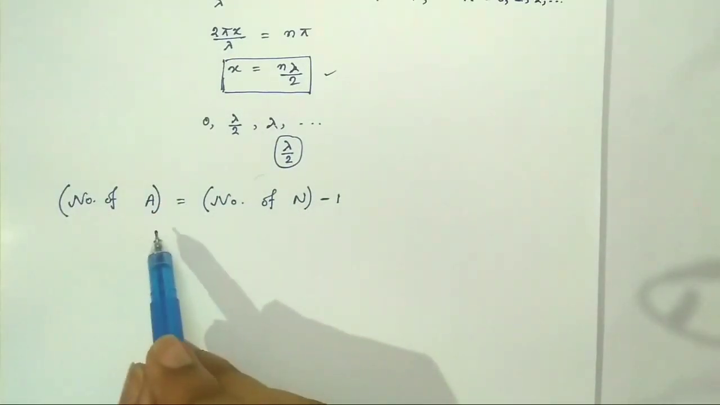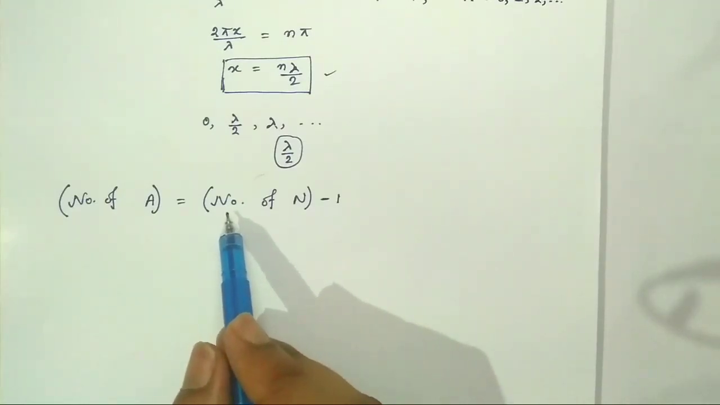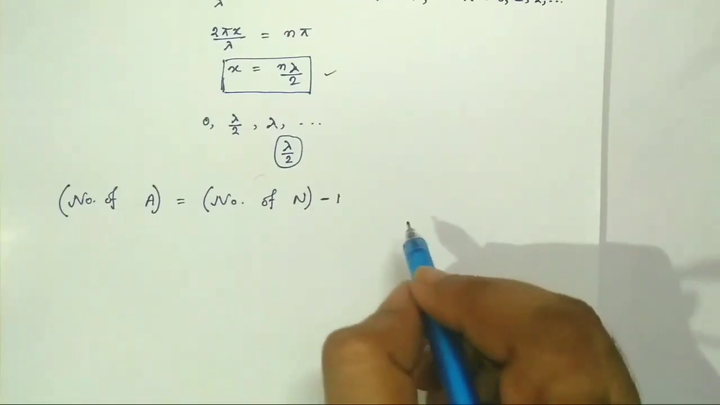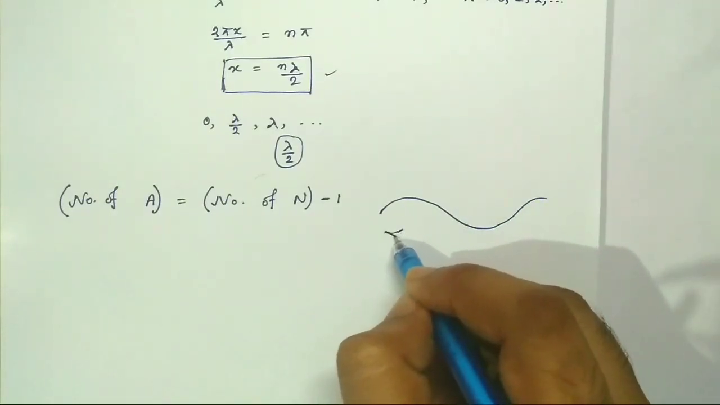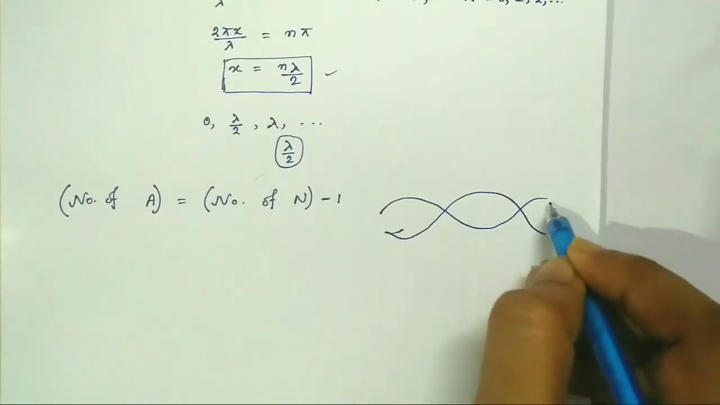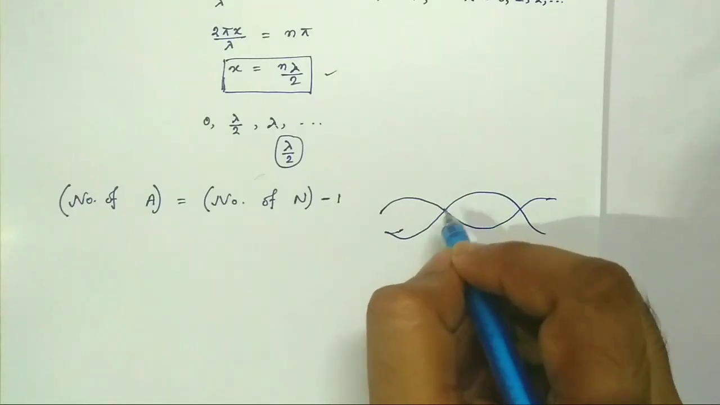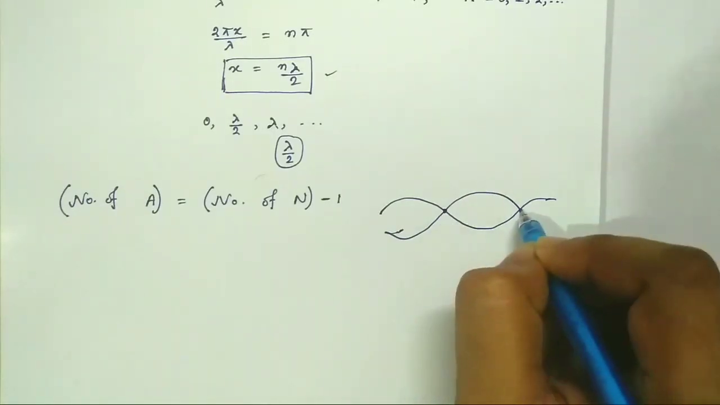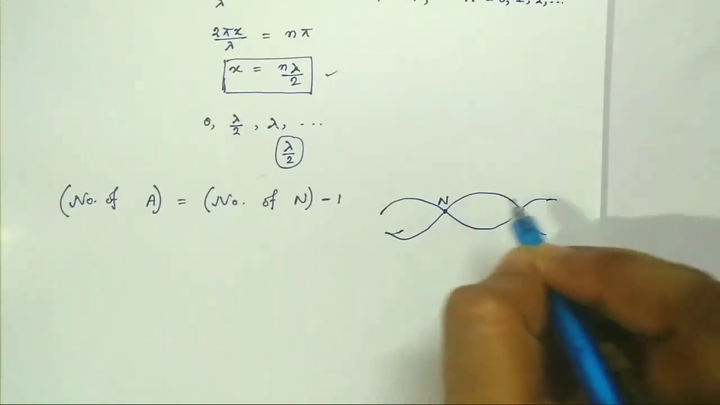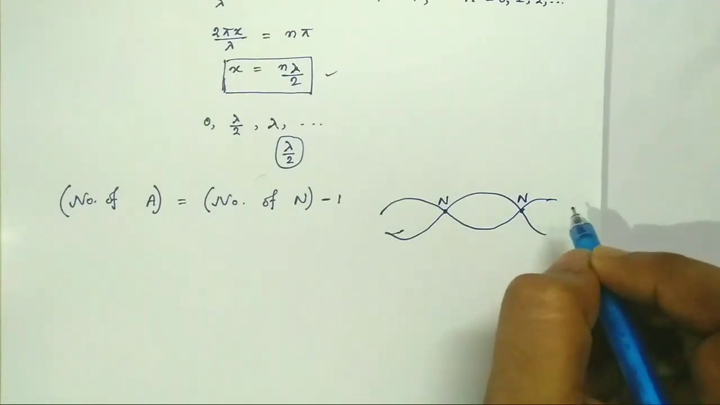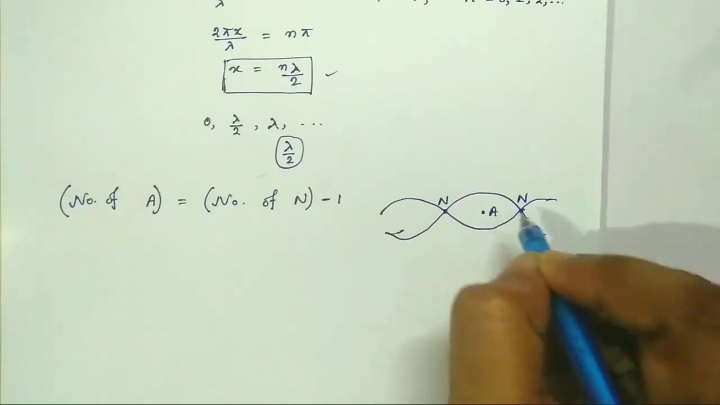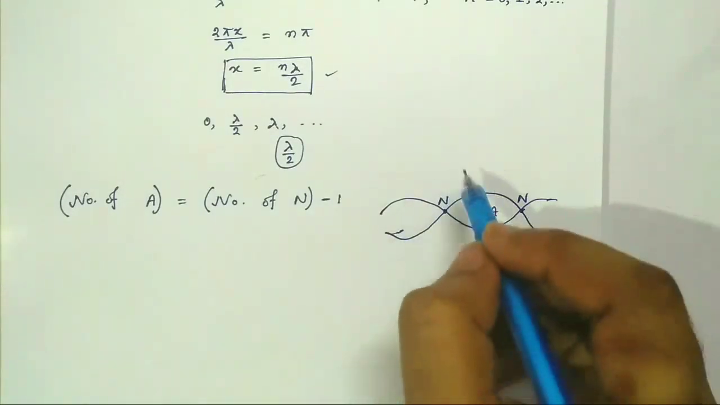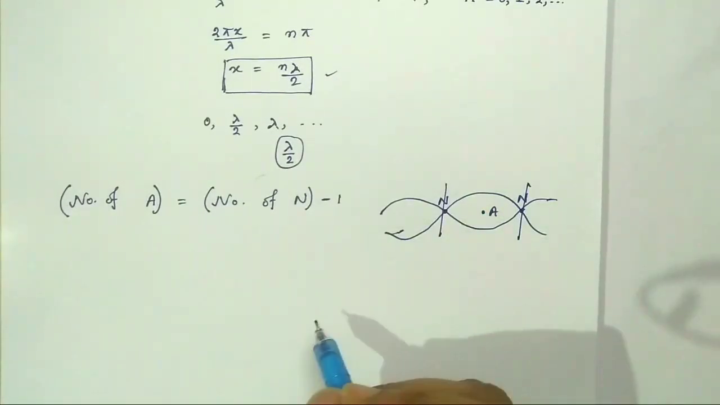The number of antinodes is equal to the number of nodes minus 1. That is, if this is a stationary wave, if you consider this region, here the number of nodes is 2 and the number of antinodes is 1, that is 2 minus 1 equal to 1 for this particular region.